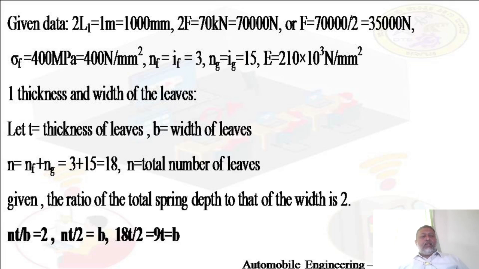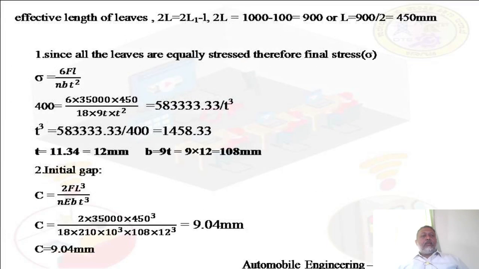Okay, and the ratio is given. Total spring depth to that of the width is 2. NT by B is equal to 2. NT by 2 is equal to B. N is 18, so 18 T by 2 is equal to 9T is equal to B. So effective length is given 2L minus bandwidth, 1000 minus 100, 900. L is equal to 900 divided by 2, 450.